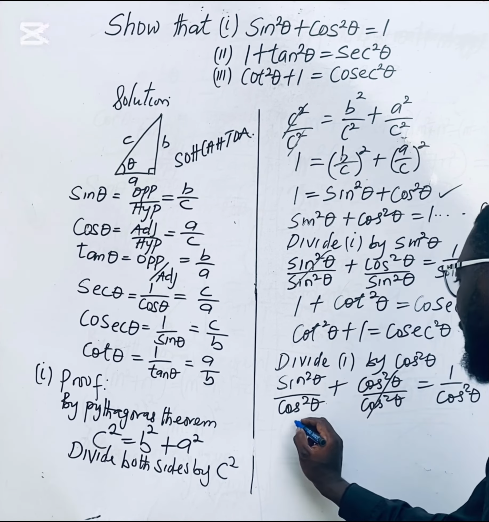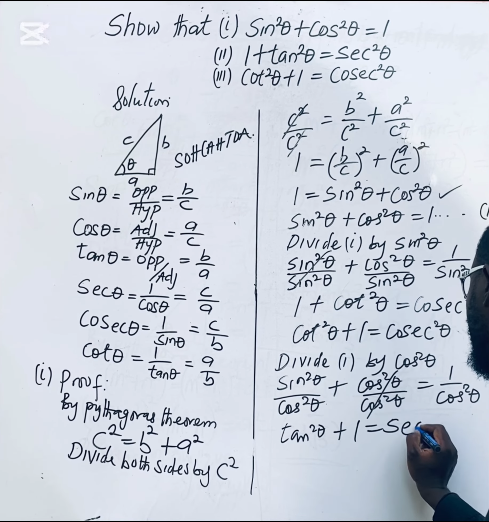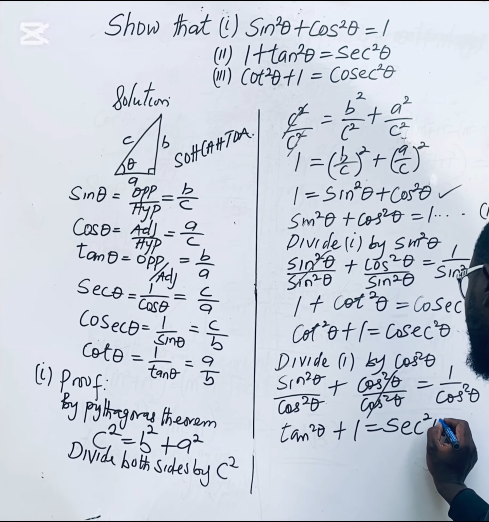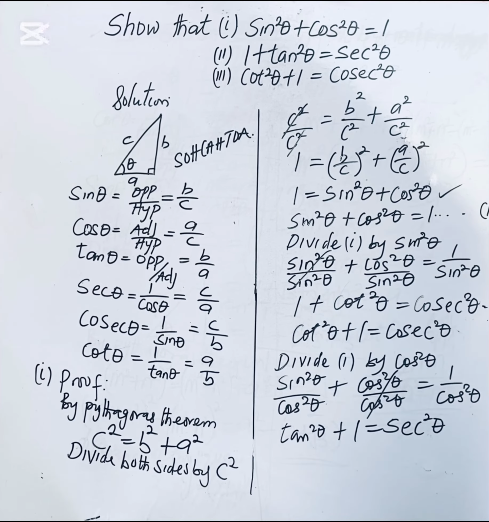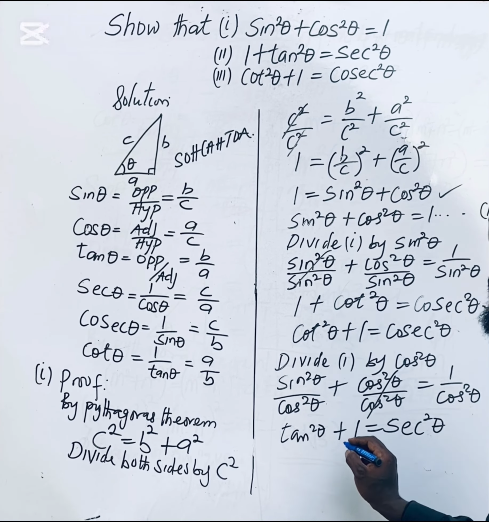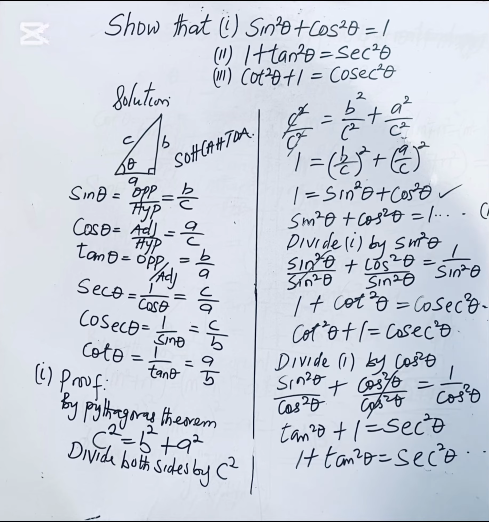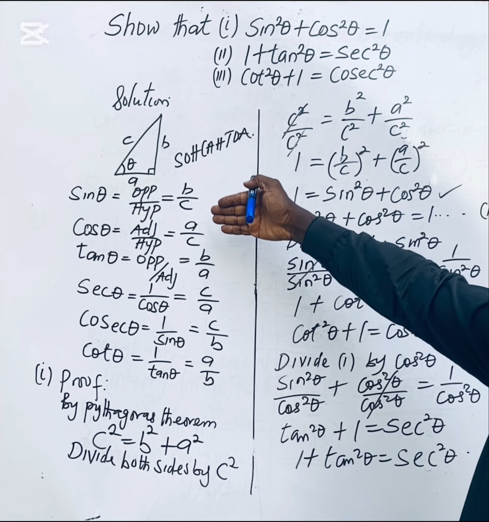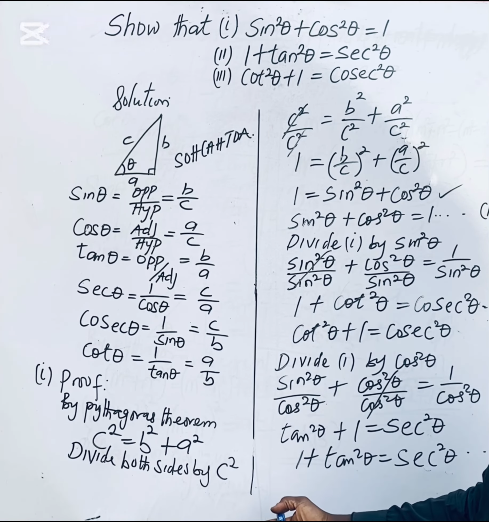1 over cos theta is sec. So you have sec square theta, all right? So now, you've been able to show that 1 plus tan square theta is equal to sec square theta. This is number 2 of it. Right. So go through it. It's a very simple one. If you run through it, you find out that it's a very easy one.